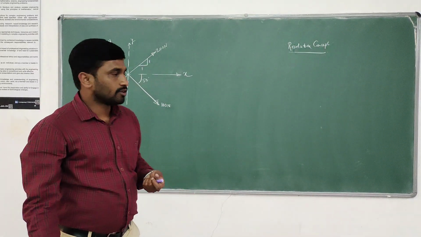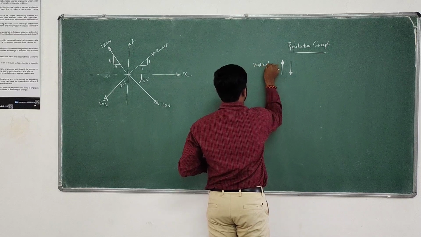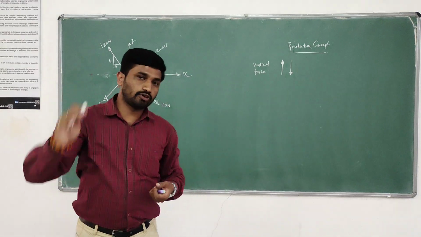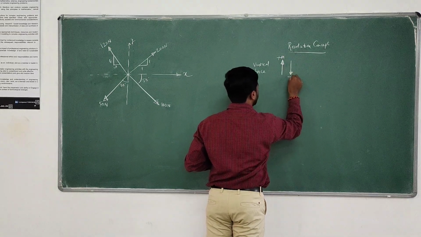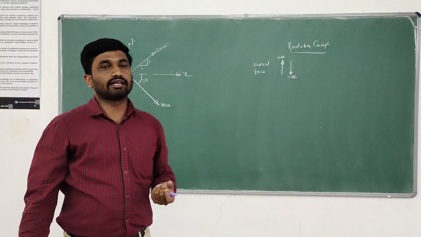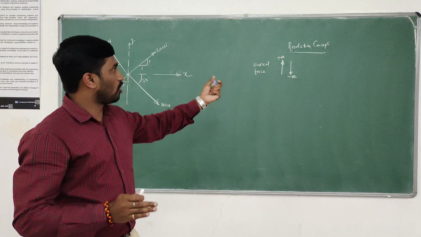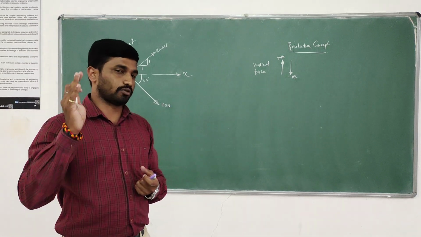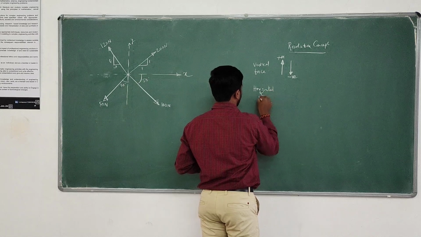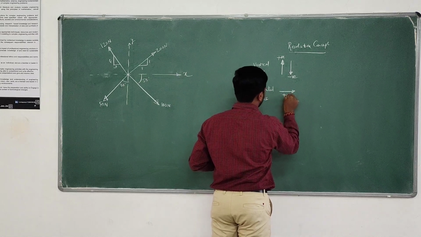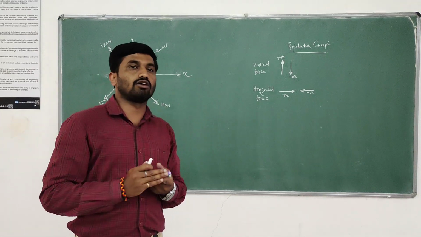So what is meant by the resolution concept? We know that generally we have vertical forces, which may act in the upward direction or in the downward direction. We have a sign convention: upward vertical forces are positive and downward forces are negative. This is the general sign convention we adopt throughout mechanics and civil engineering. It may be assumed positive or negative, but here to solve the problems, we assume upward vertical forces are positive and downward vertical forces are negative. Similarly, for horizontal forces, right side acting forces are positive and left side acting forces are negative.